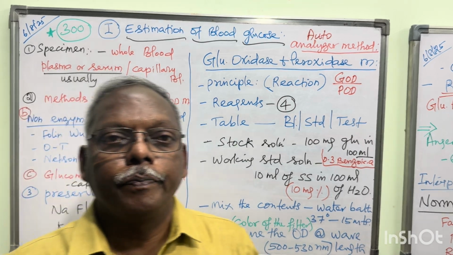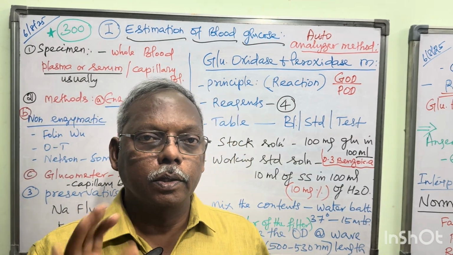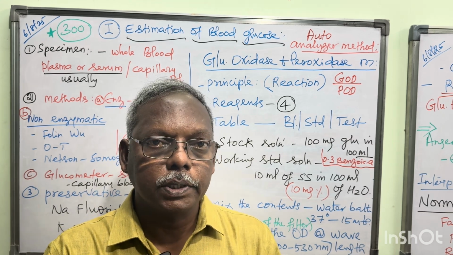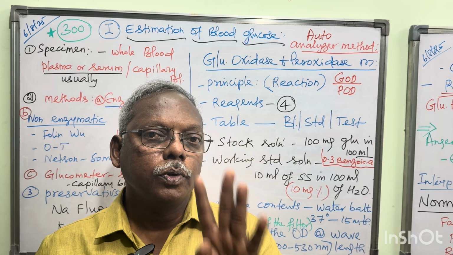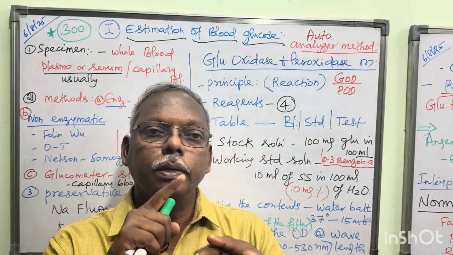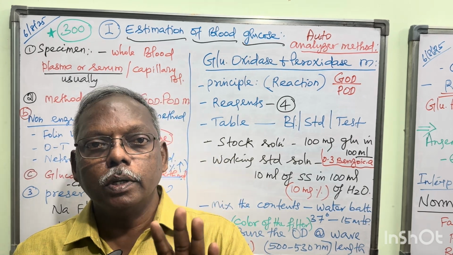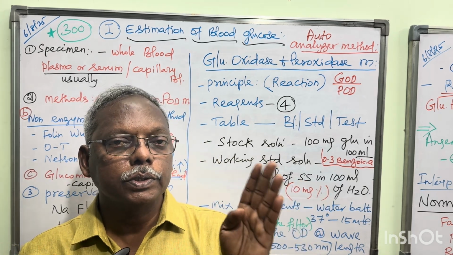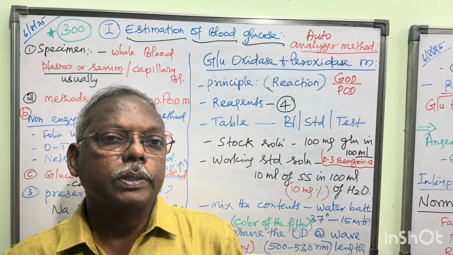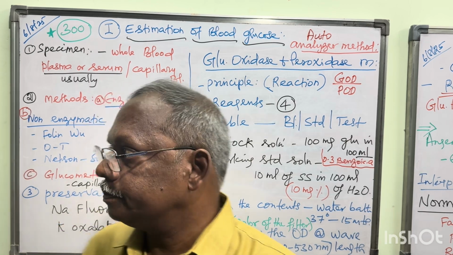Hi students, today let me talk about estimation of blood glucose. Very important practical aspect question. You are having 4 estimations for your university exam: glucose, urea, creatinine, protein. Any one of these 4 experiments you have to perform in your university examinations. So today I am going to discuss estimation of blood glucose, right?